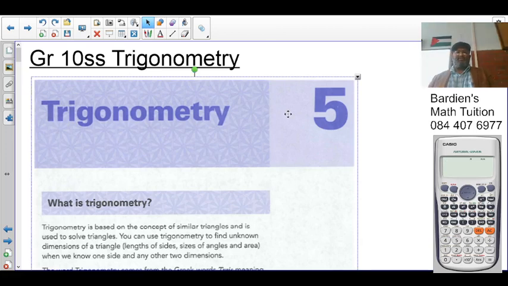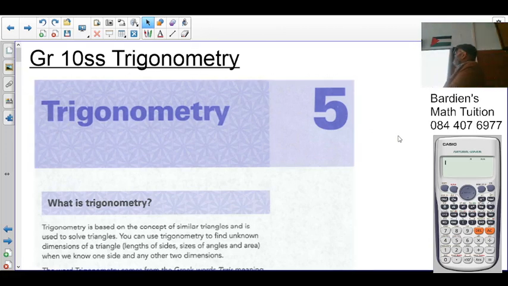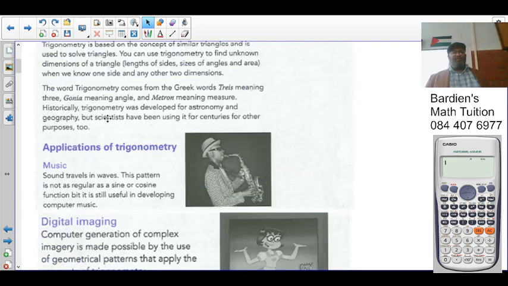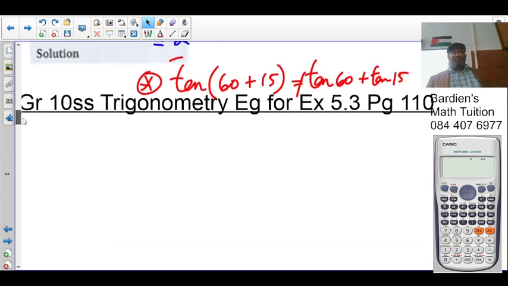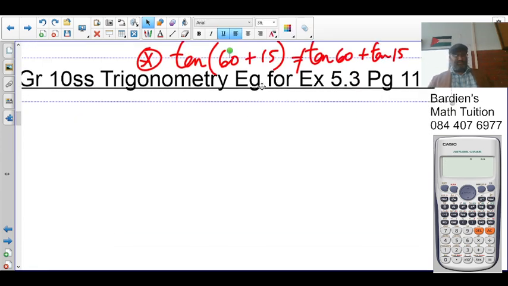Okay, good morning class. So today we're looking at trigonometry. I gave you some homework. The homework was on exercise 5.3. Were there any issues with the homework? Yes, okay. We'll sort that out and then we'll do the examples for exercise 5.4 on page.